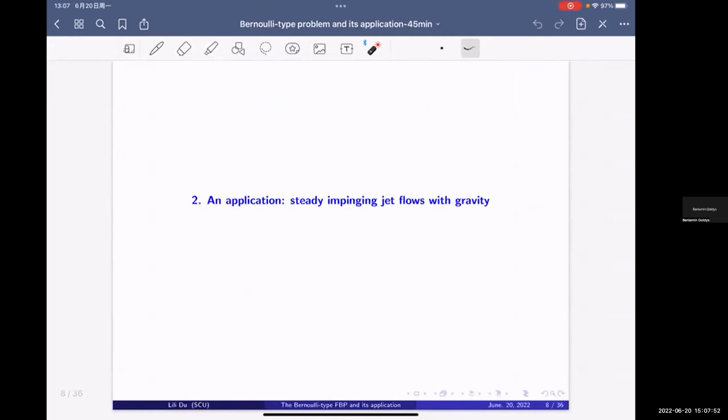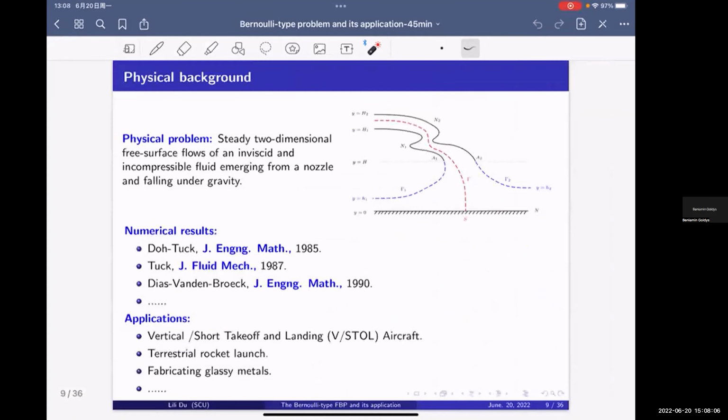As a direct application to the free Bernoulli-type free boundary problem, we investigate the steady incompressible impinging jet flows with gravity field. The physical problem is to consider the steady 2D free surface flow of inviscid and incompressible irrotational flow emerging from a 2D nozzle and falling under gravity.